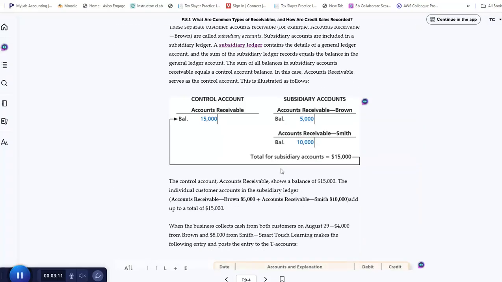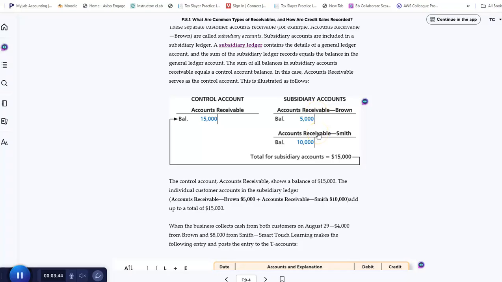Within our accounting records, we have the general ledger. That's where you're going to find the balance of accounts receivable, but we also have subsidiary records or accounts. A subsidiary ledger will contain the details of all the different customers that we have sold to on credit. Accounts receivable is the control account. This is the total balance of all accounts receivable for the company, and then we break it down by customer.